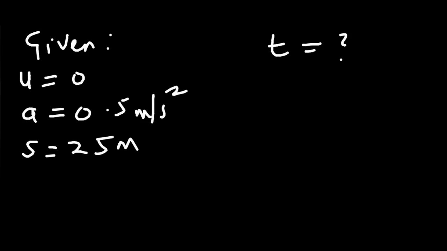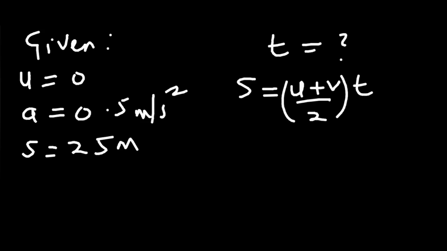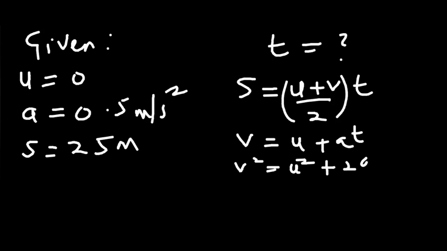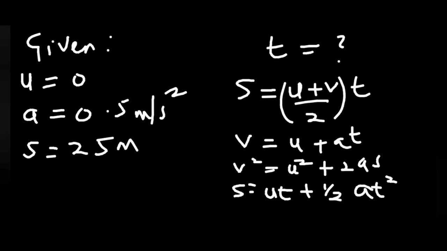Then all we need to do is ask ourselves, from the four equations of motion, which of the four can we obtain T using the three parameters given? As a recap, we know that S is equal to (U plus V) divided by 2 multiplied by T as one of the equations of motion. Also, we know V equals U plus AT, and we also know that V square is equal to U square plus 2AS. And lastly, we have that S equals UT plus half AT squared.